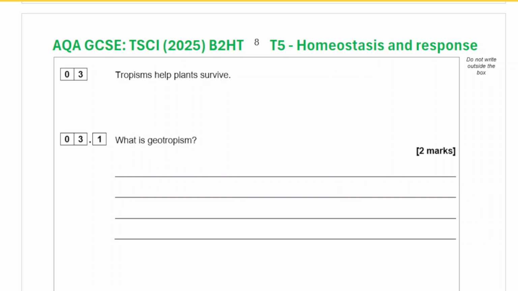Geotropism is the plant's growth response due to gravity.